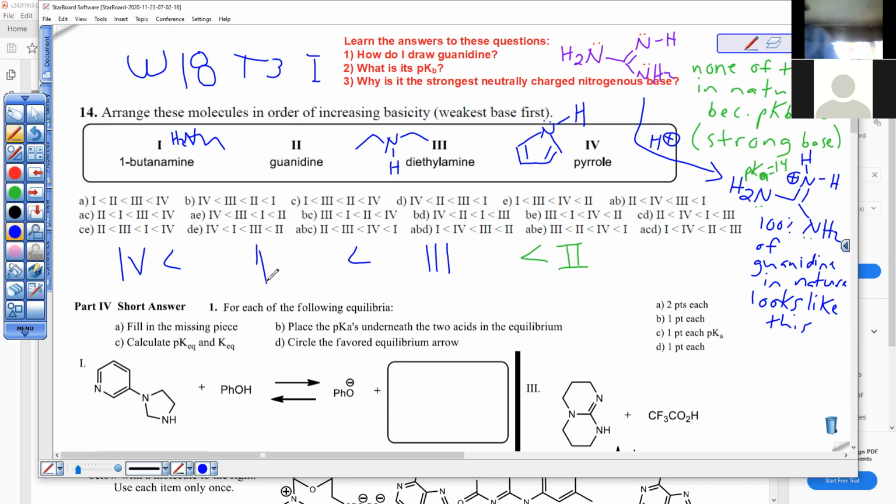New scratch on my screen. Great. Sorry. 4132. I hope that's one of the answers. There it is. DE.